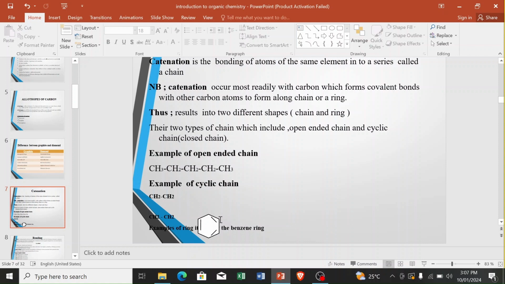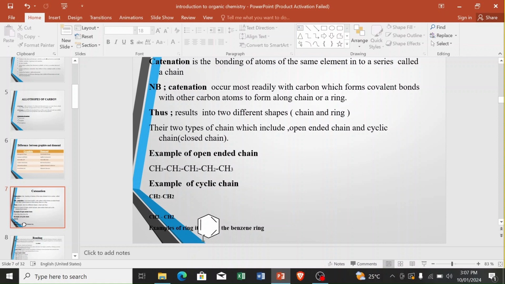However, this one is benzene. Benzene, we are going to focus more on it. We shall go in depth on it and then discuss more about what it is all about. But however, this is how a cyclic chain looks like, because we say that carbon can bond to itself using either an open chain or a cyclic chain.